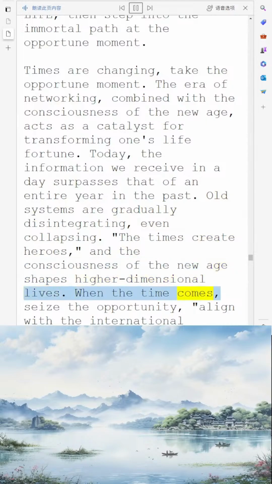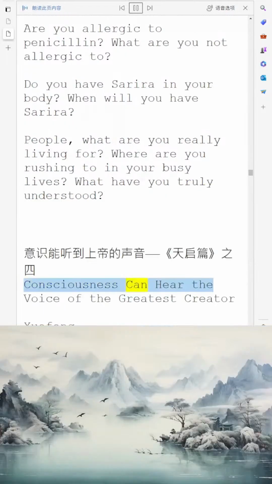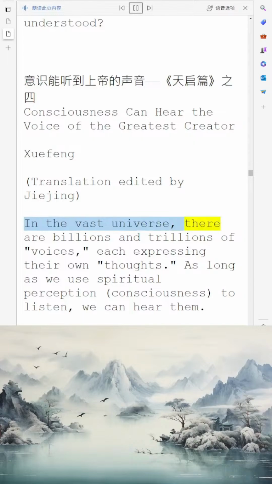When the time comes, seize the opportunity, align with the international system. Embrace the lifestyle of the immortals, and in doing so, great fortune awaits. Consciousness can hear the voice of the greatest creator. In the vast universe, there are billions and trillions of voices, each expressing their own thoughts.